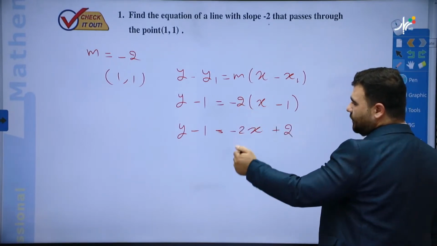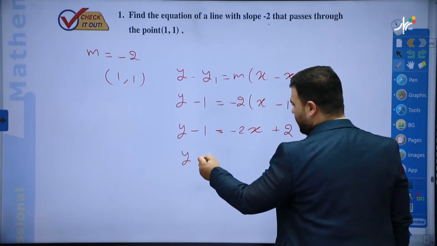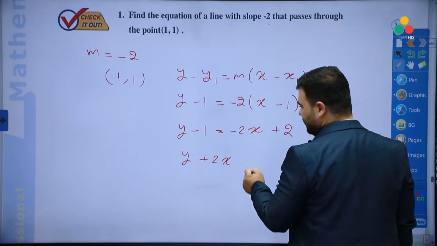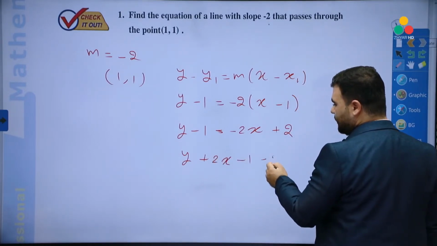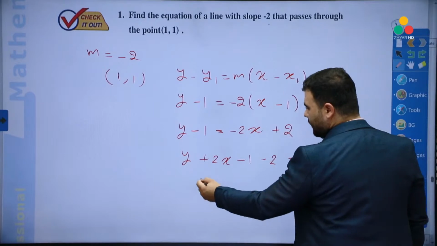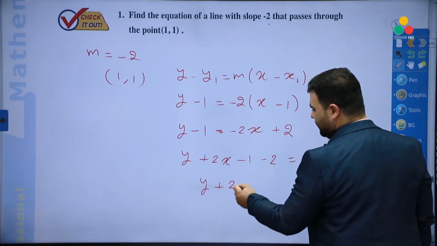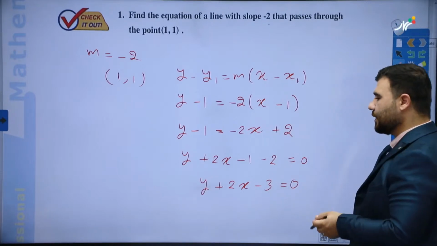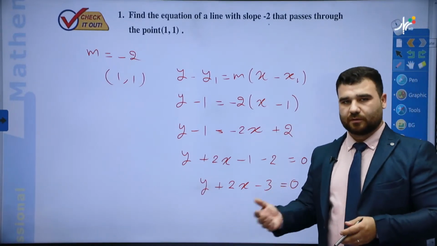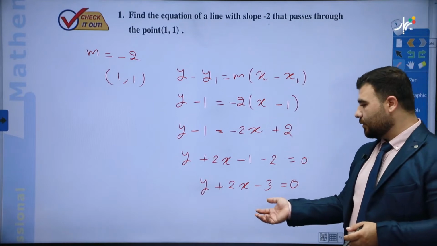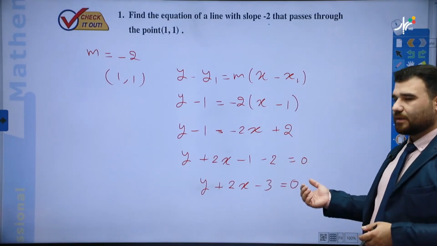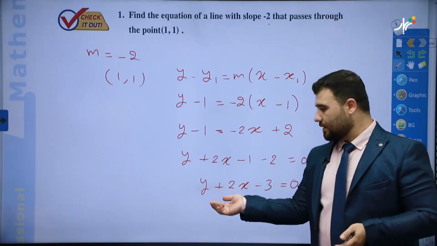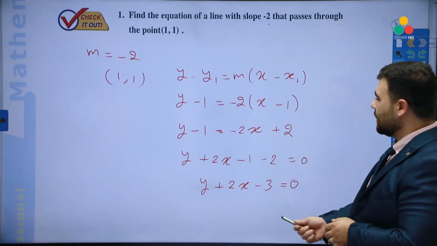Then everything to the other side. y plus 2x minus 1 minus 2 equal to 0. y plus 2x minus 3 equal to 0. Or we can write y plus 2x equal to 3, or y equal to negative 2x plus 3. They are all the same thing. This is the answer.